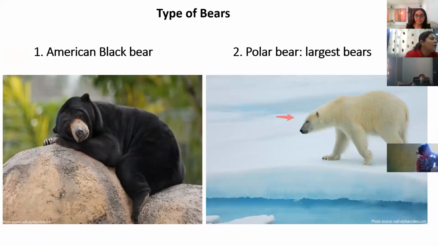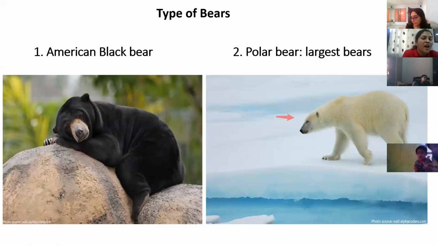Okay. The second one is the polar bear. In the bear family, the polar bears are the largest, the biggest bear in the bear family. So these are the polar bears with white fur. They cannot be seen in the snow and they live only in the snow. So they have white fur.